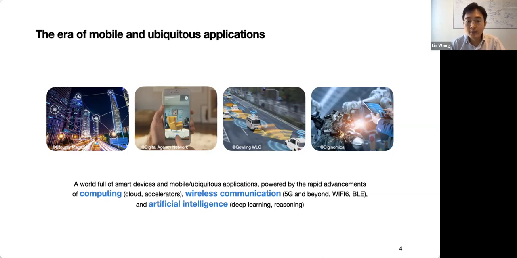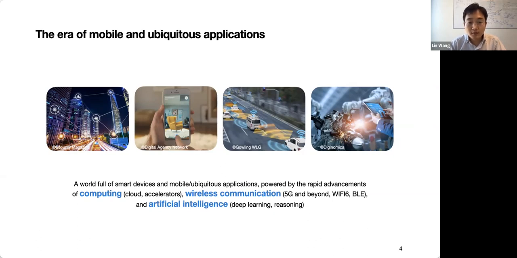And the second big development is on wireless communication. So we have seen the widespread deployment of 5G networks. And also people are working on 6G networks or even beyond. And also we have seen new standards for Wi-Fi, Bluetooth, networking technologies that can make our connection higher bandwidth and also lower power consumption.